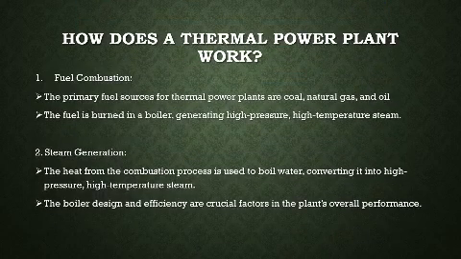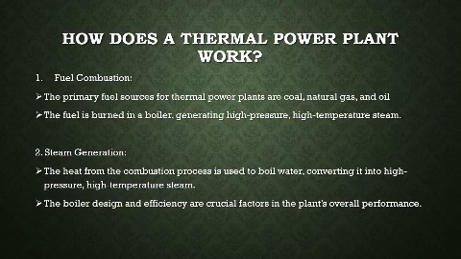So how does a thermal power plant work? It first begins with fuel combustion. A fuel has to be burnt in order to generate steam. So we can use coal, natural gas, oil. These fuels are burnt at high pressure and high temperature in order to generate high temperature steam.